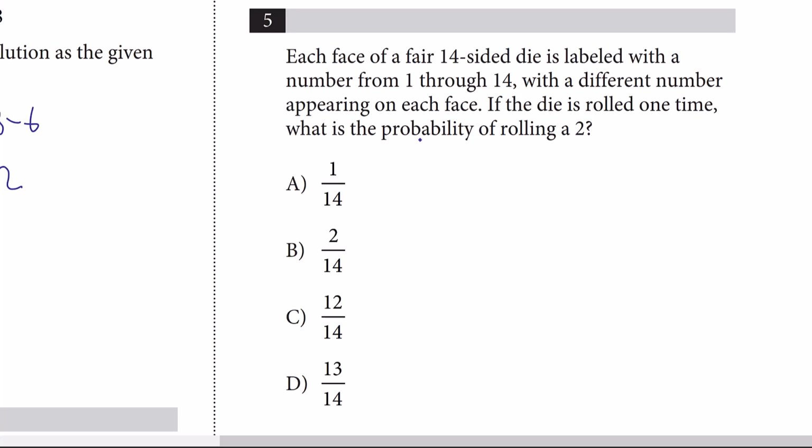So what's the probability of rolling a 2? Well, 2 is only going to appear one time. So it's 1 out of the 14 sides, so it's 1 over 14, A.